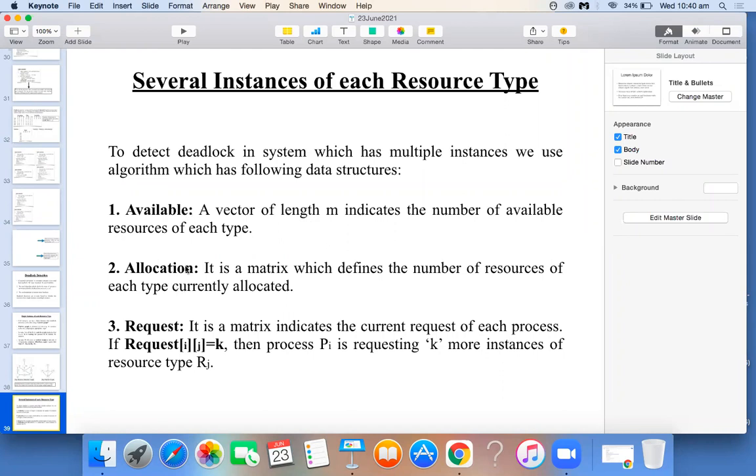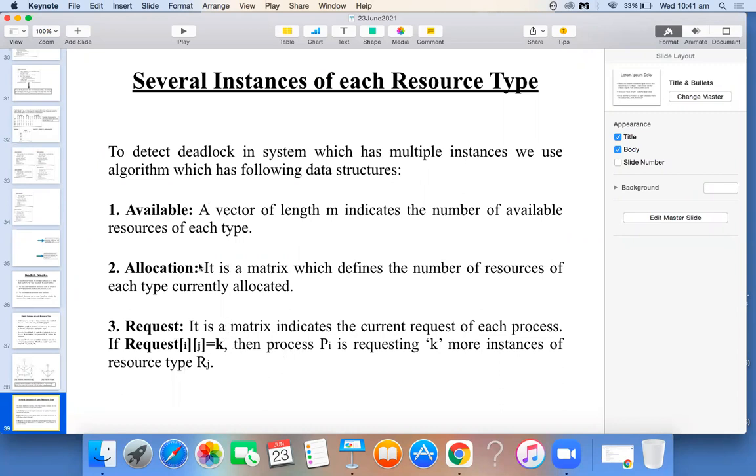Similarly, allocation is a matrix which indicates how many resources are currently allocated to the respective process. That is allocation. The last one is request. Request is another kind of matrix, which indicates how many resources the process will request. This is the matrix.